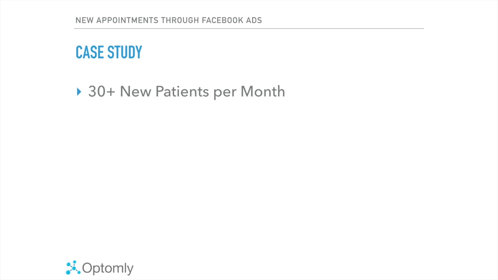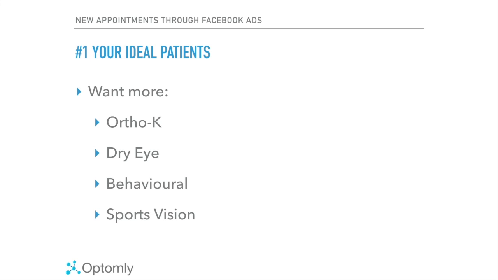Today, I'd like to share with you one example of how a dentistry practice attracted over 30 new patients per month just through Facebook ads. But first, let's look at two important things to have at your fingertips.